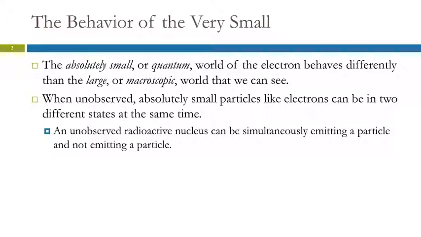What's really weird and disturbing about the absolutely small particles is that they can be in two different states at the same time. Not states of the country, but states of being. If you observe them, though, they have to be in one or the other. But if we're not looking at them, they can be in two states at once. So an unobserved radioactive nucleus could be simultaneously emitting a particle and not emitting a particle. If we observe it, though, it has to be one or the other.